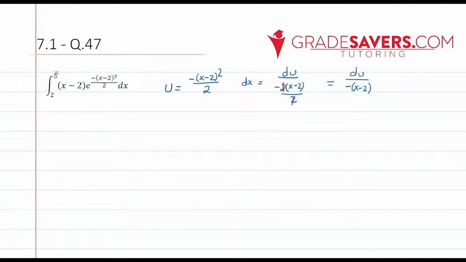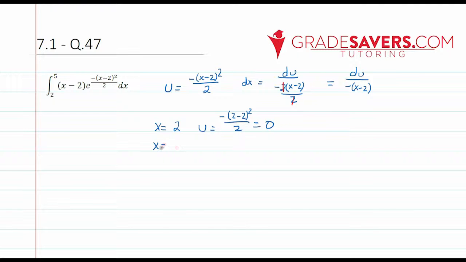We should also change our bounds. These bounds right now are in terms of x. We should change them to be in terms of u. So when x equals 2, u will be equal to negative (2 minus 2) squared over 2, which is simply 0, because 2 minus 2 will be 0. 0 over this denominator will make the entire term 0.